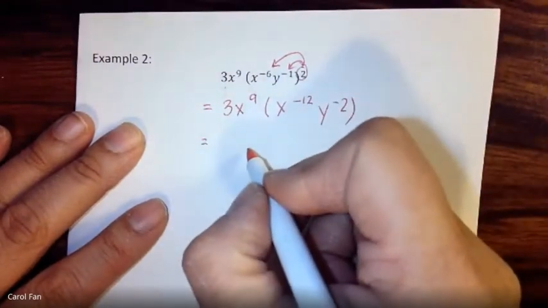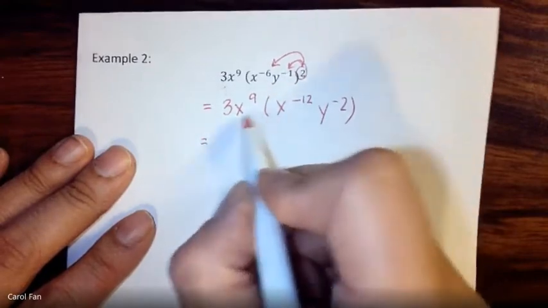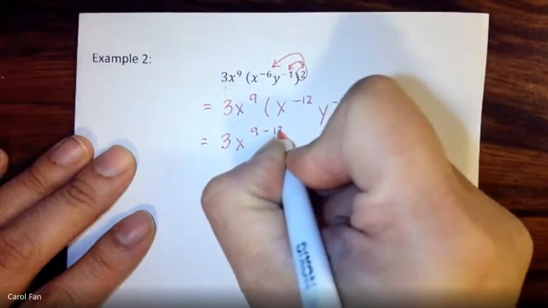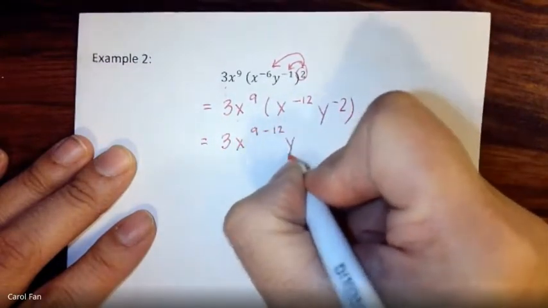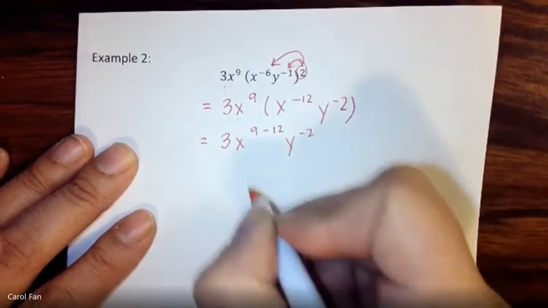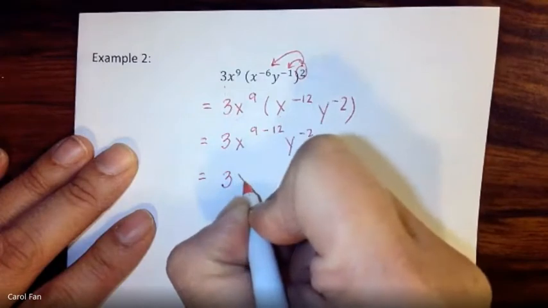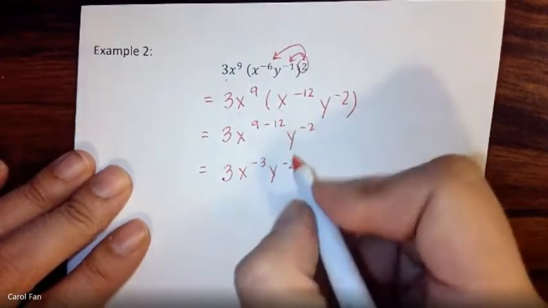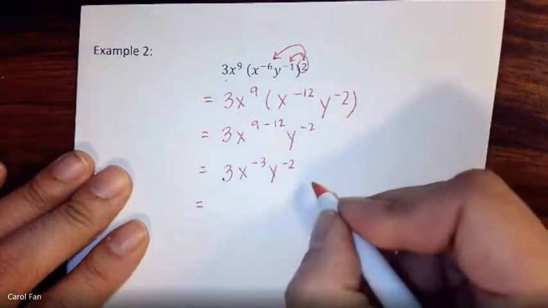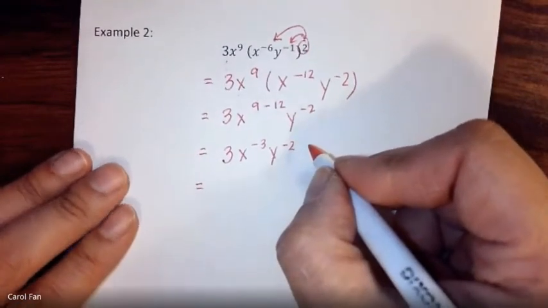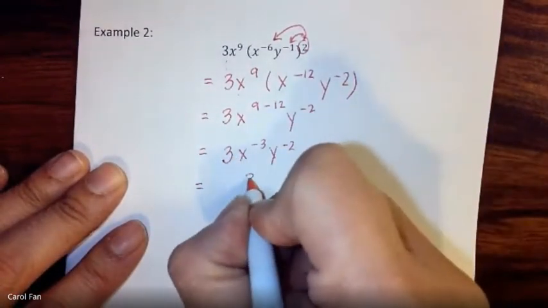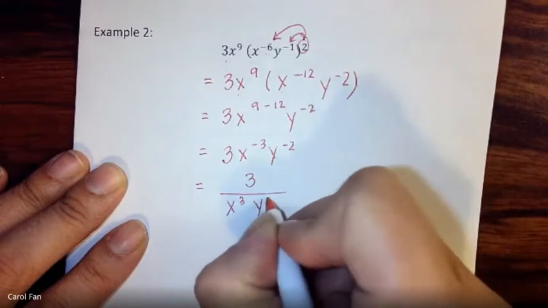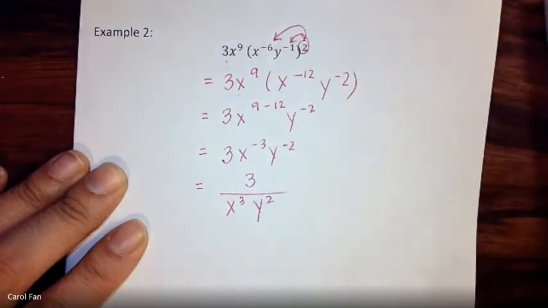Okay, next step, we're going to use the product rule to simplify my x's. So I have x to the power of 9 plus negative 12, y to the negative 2. We continue along. I have 3x to the negative 3, y to the negative 2. And we've finished, except we need to express it in such a way that we have positive exponents. So the 3 stays in the numerator, and the x and y base goes into the denominator with positive exponents.